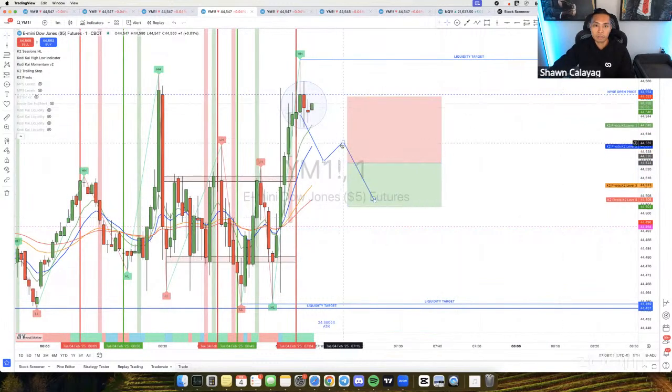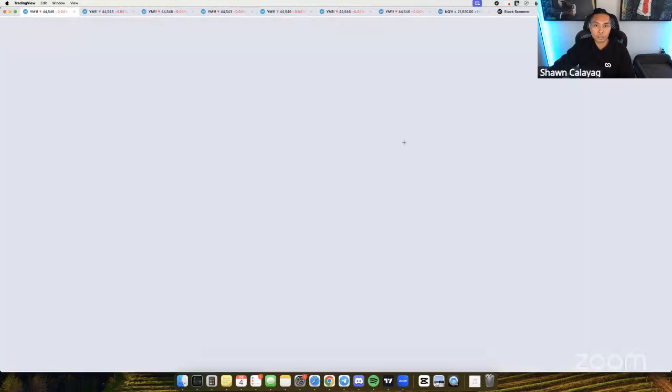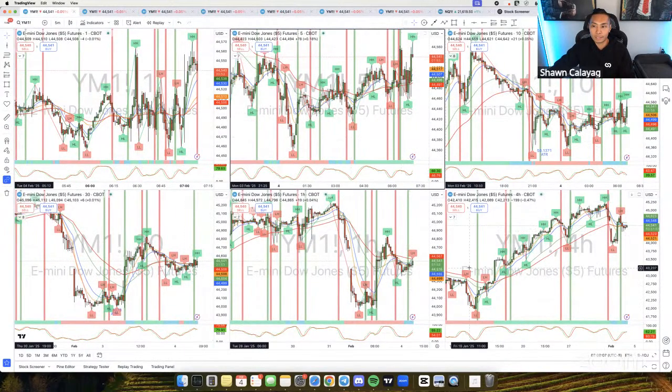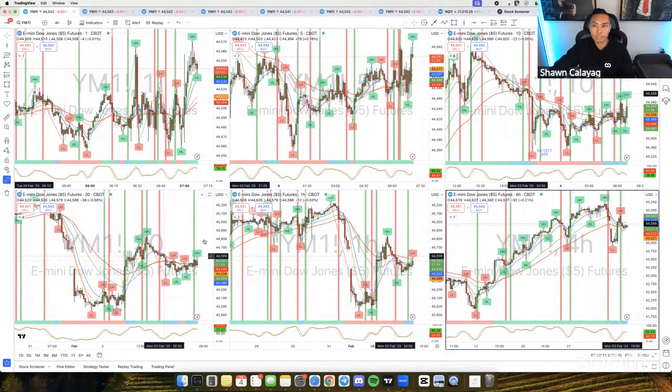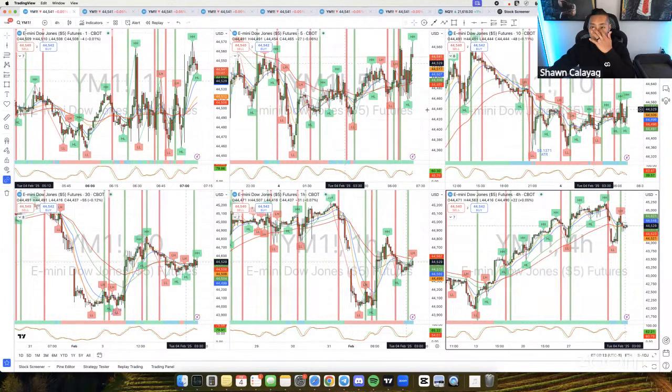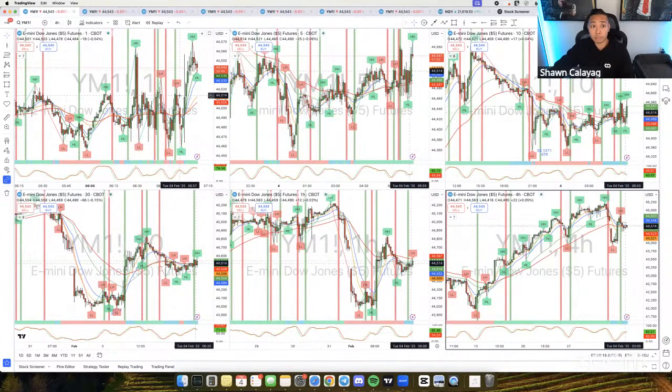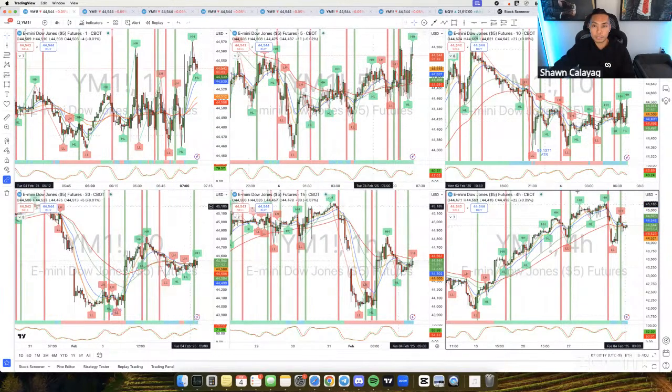There's no confirmation of overall direction here anyways. If you look over here at the overall trend, nothing here is really lining up. 4 hours neutral, 1 hour is bearish, 30 minutes neutral, 10-minute is neutral, 5-minute is bullish, and 1 minute is bullish. So they're pretty mixed here. There's no overall trend bias.